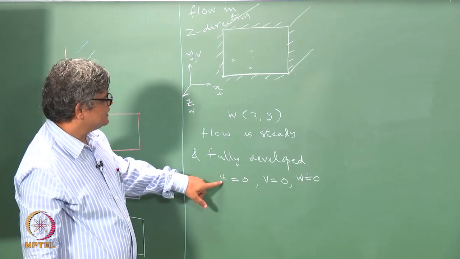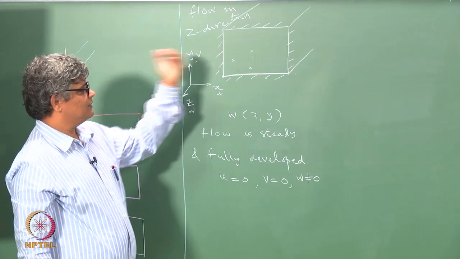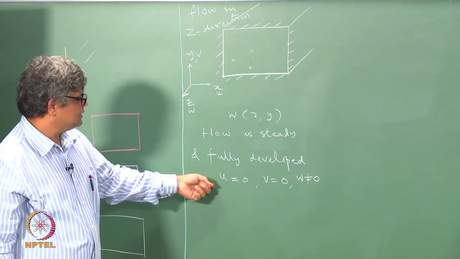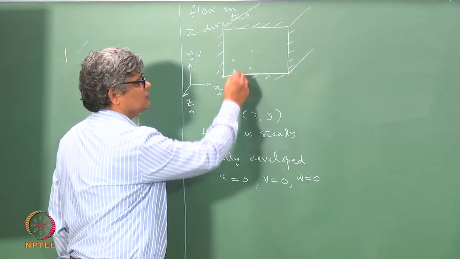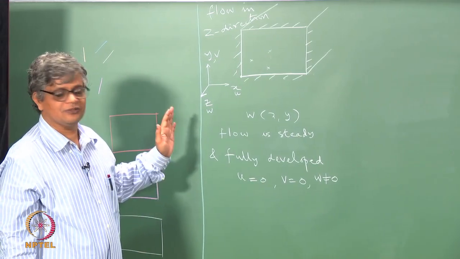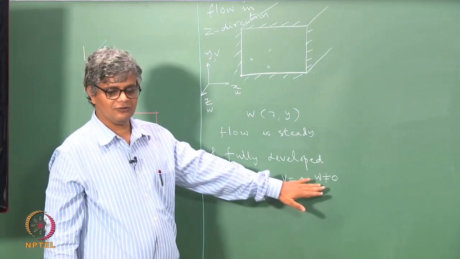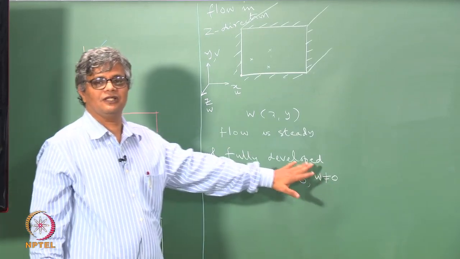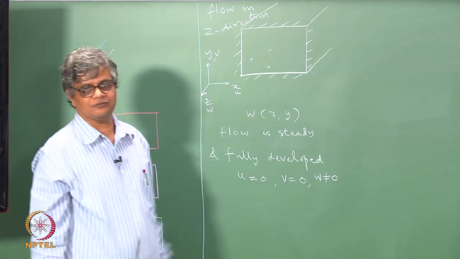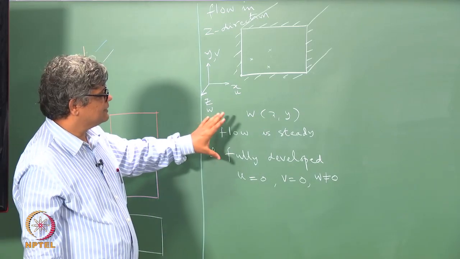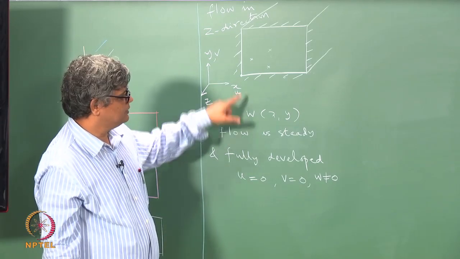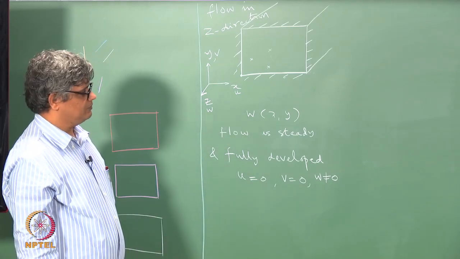But since the flow is fully developed and you have a constant pressure gradient in the z direction, there is no velocity in the x direction, there is no velocity in the y direction. It is still a single component of velocity which is non-zero, but it is not a one dimensional flow because the velocity is a function of both x and y. Okay. So, this is a two dimensional steady flow with a single velocity component which is non-zero.